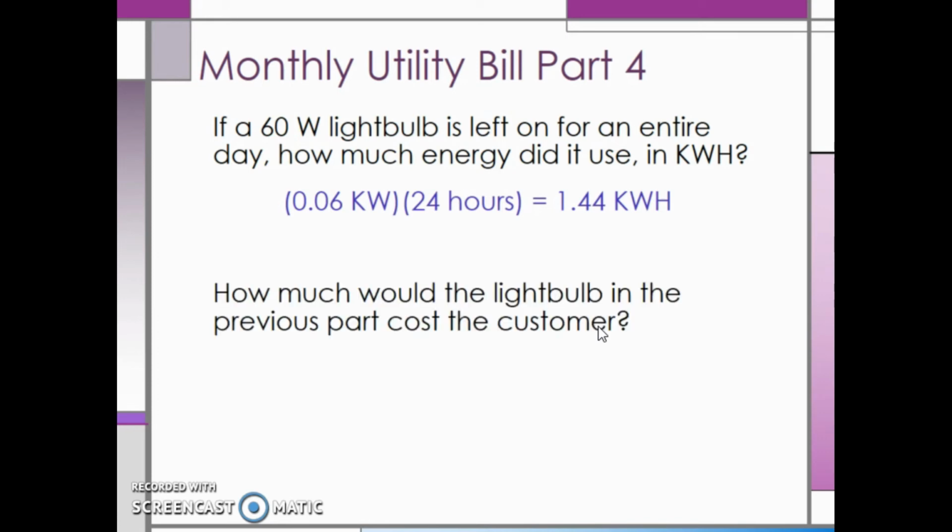The last thing we want to find is how much it would cost the customer to leave this light bulb on for 24 hours. We can find the cost by multiplying the kilowatt hours by the cost per kilowatt hour. Therefore, 1.44 kilowatt hours multiplied by 0.110847, or 11 cents, tells us that the cost is about 16 cents to leave the light bulb on for 24 hours. This concludes our 3-part discussion on energy.